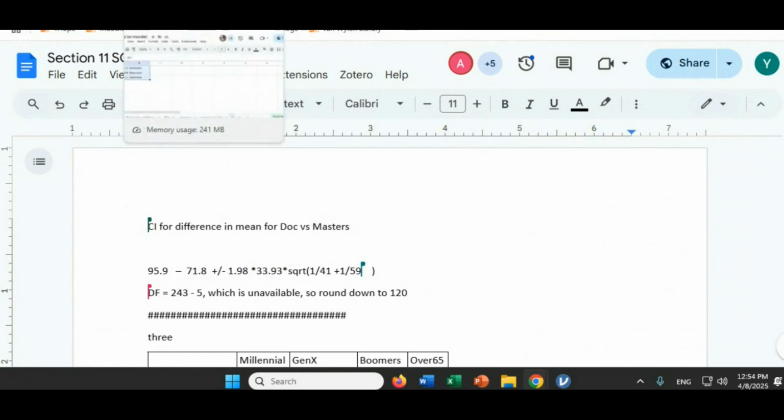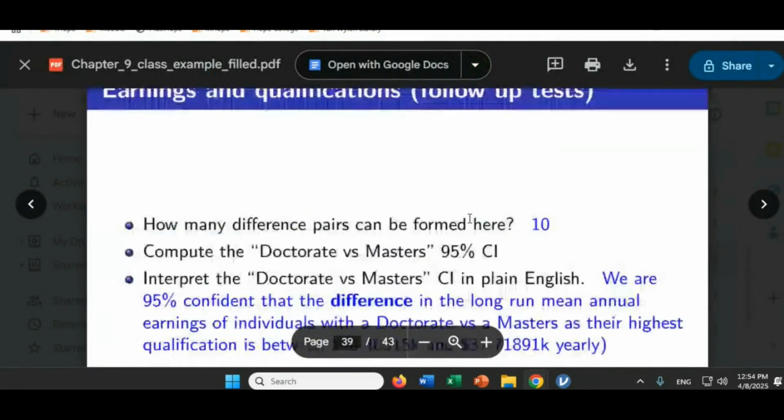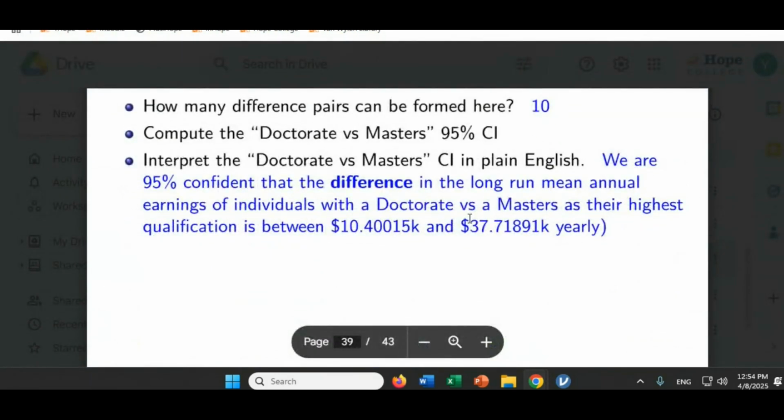Okay, so now let's finish the slides. If we took the time to compute, I'm not going to ask you to write down the numbers. You just use decimals or whatever. We are 95% confident that the difference in the long run mean earnings of doctorate versus masters is somewhere between 10K and 37K or something like that. That's it. Again, I don't want to spend too much time on the interpretation because you have done this many times in the past already. We are 95% confident that the difference in the mean salaries of doctorates versus masters is between this and this. Okay.